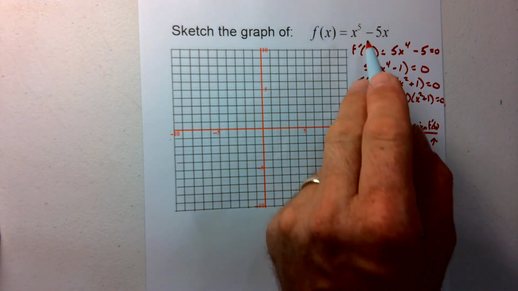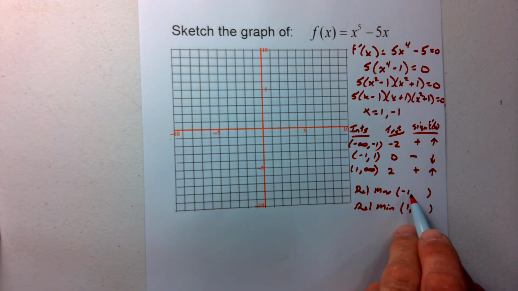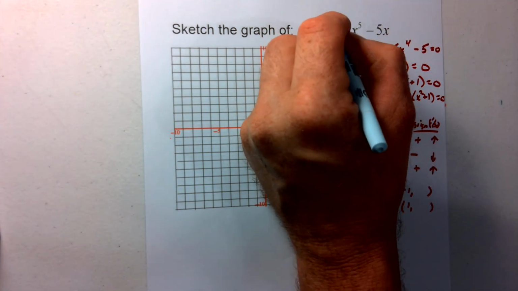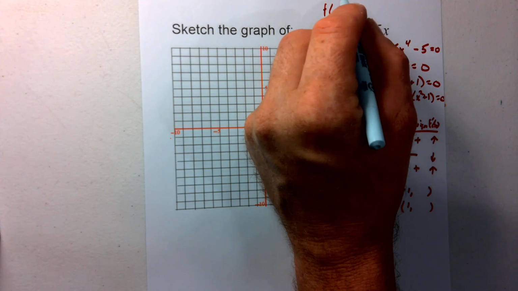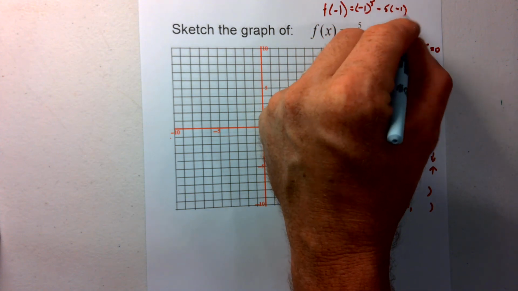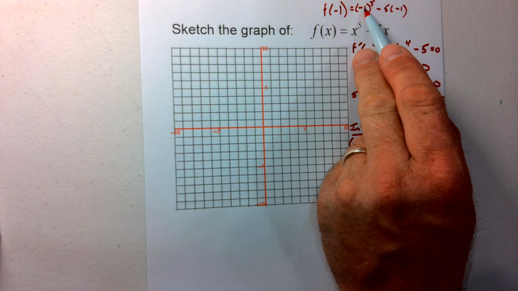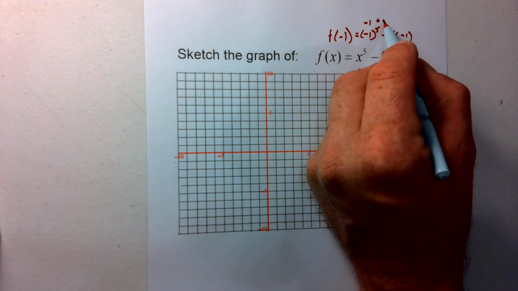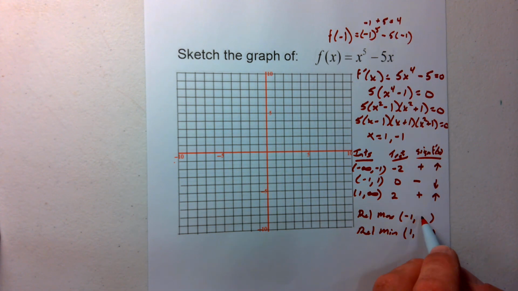So let's go ahead and go up to our original function. If I plug in negative 1, I get negative 1 to the fifth minus 5 times negative 1. So I get negative 1 to the fifth is negative 1, plus 5, which gives me 4.